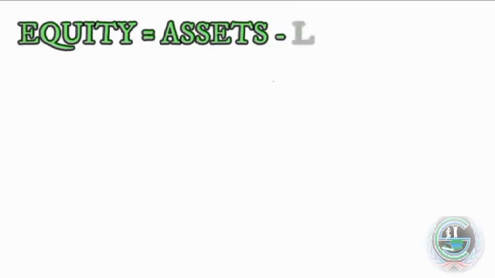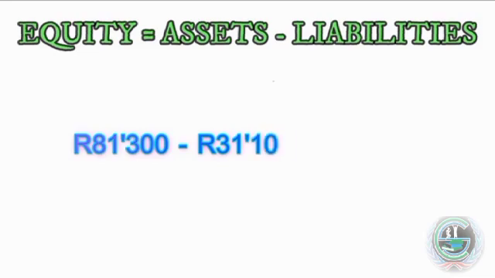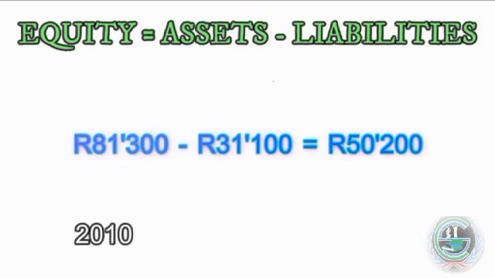Moving on, let's calculate the equity. So, our equity in this situation is equity equals assets minus liabilities. So we're going to take the total assets of 81,300 Rand and deduct 31,100 Rand, which is the total liabilities. That'll give us a total of 50,200 Rand for 2010.